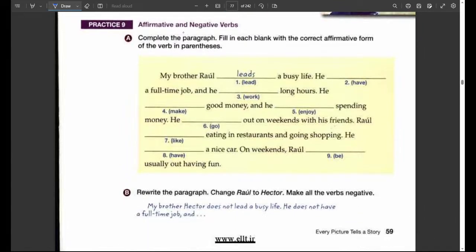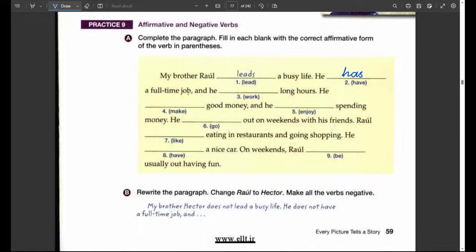Practice now affirmative and negative verbs. Complete the paragraph. Fill in each blank with the correct affirmative form of the verb in the parentheses. My brother Raoul leads a busy life. Okay, so leads, that's an example there. He, the verb have, it becomes for he, it is has. For the singular subject, it is has.